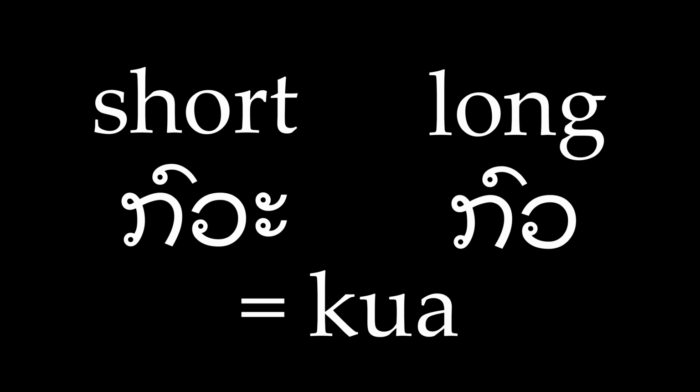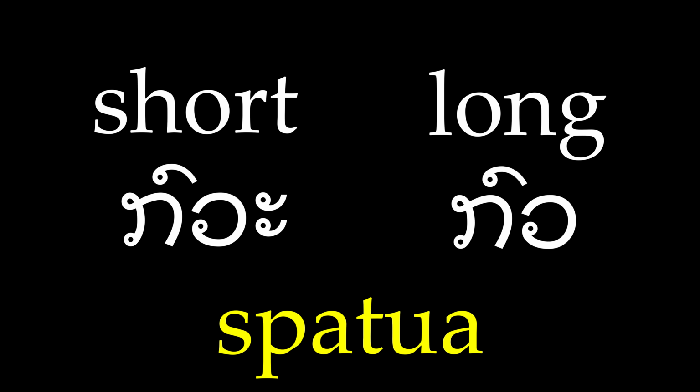Ua and ua are usually represented with a UA when transcribed. These vowels sound like the UA in spatula if you left the L out and said spatua. And again, one is cut off short while the other is held long.